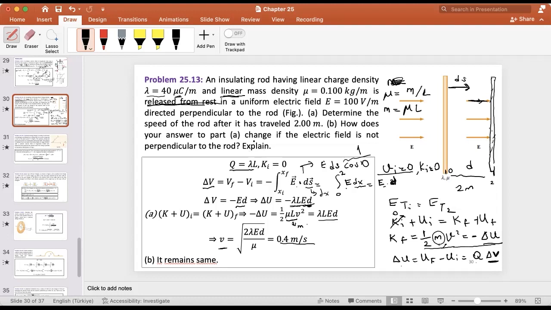And what changes if the electric field is not perpendicular to the rod? We will see. Give me a second. I need some space. Actually, I will not solve this B part. It's not important. Just try to understand. Forget this part.